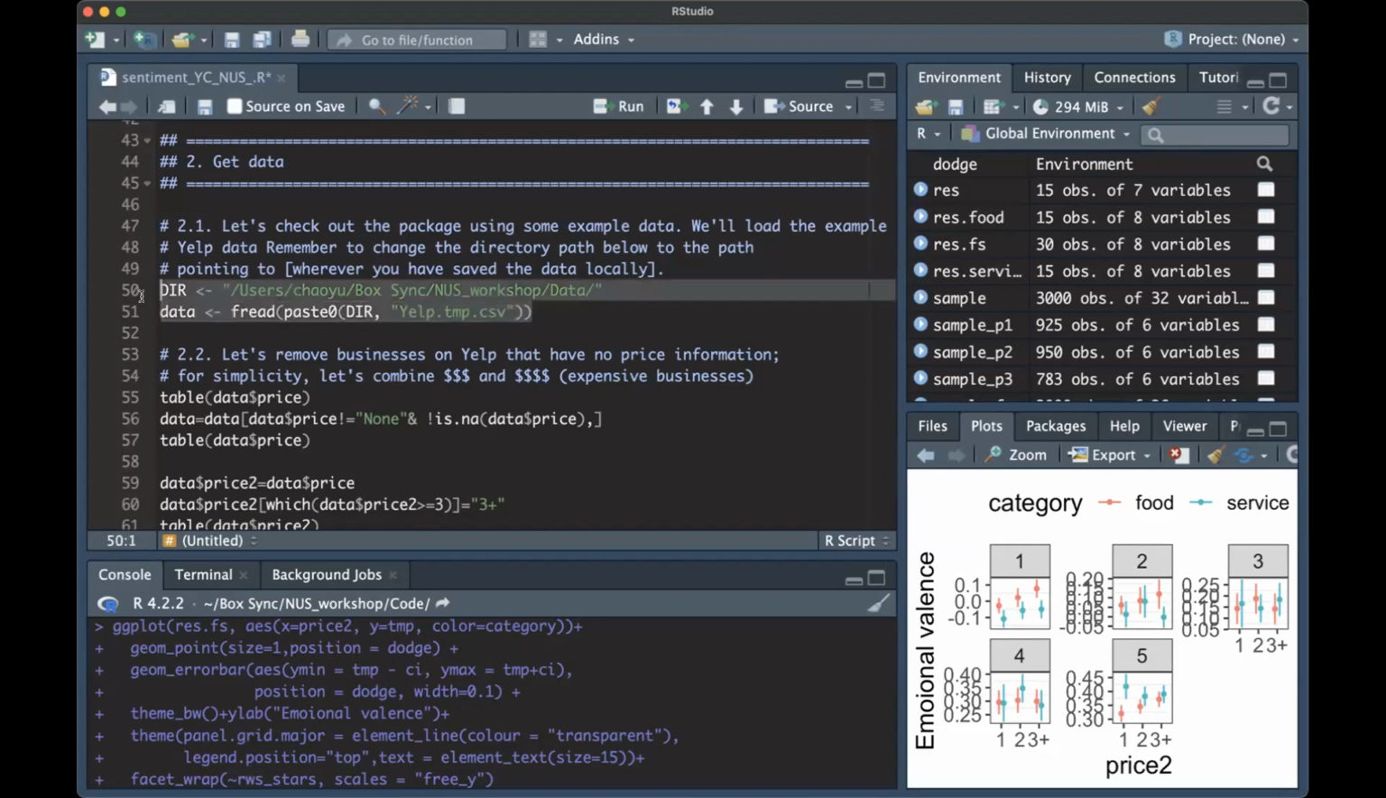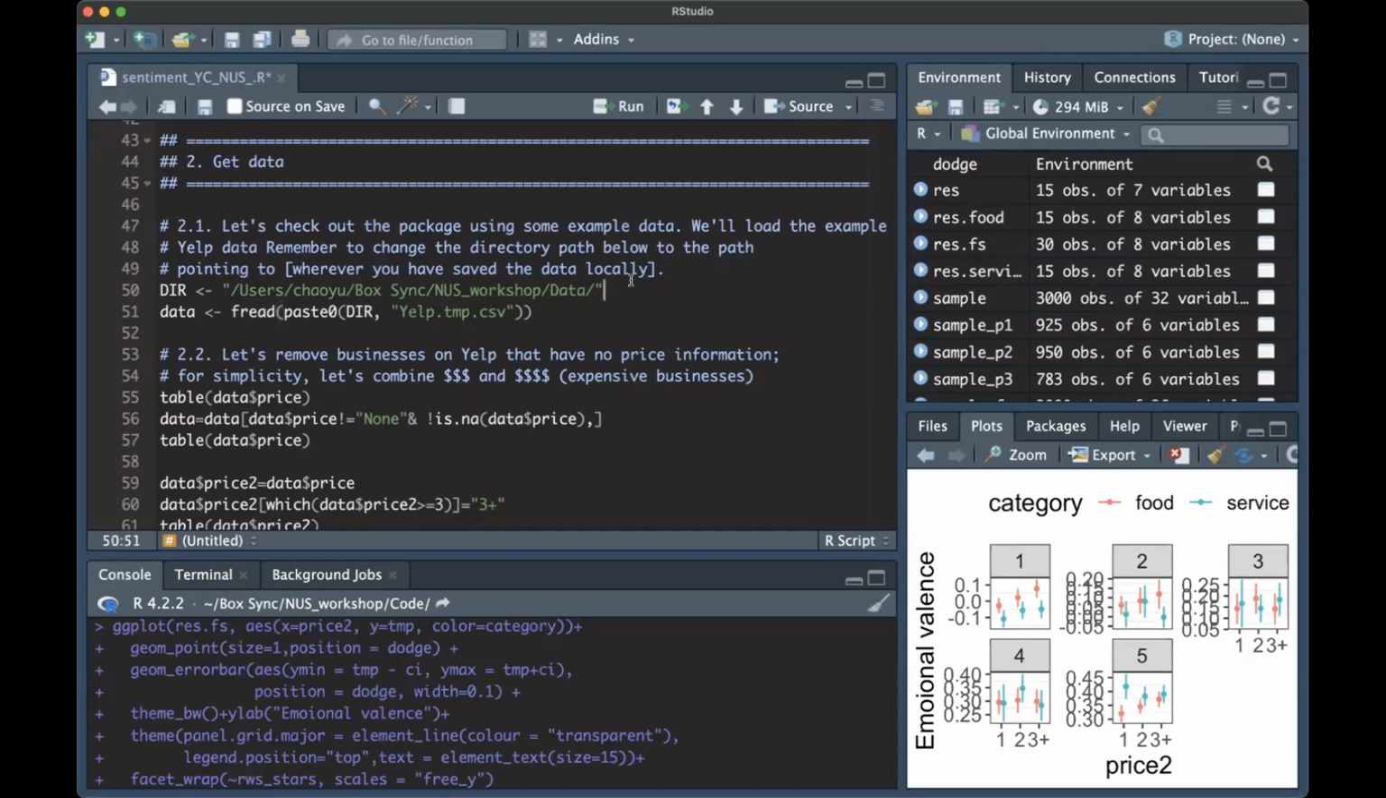Actually, before I move on, I just want to make sure everyone is on the same page. If you can change your directory to the path, whatever path on your laptop, and load this data, we can run the code together. Give me a thumbs up or raise your hand if you have access to the data and have loaded it into your RStudio. Cool.